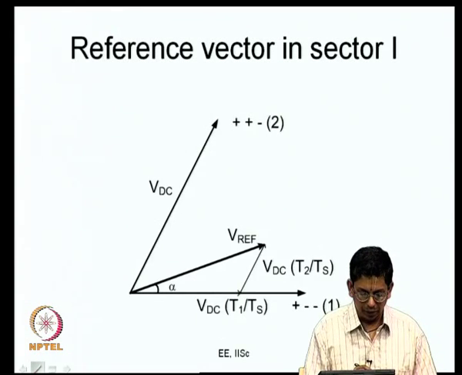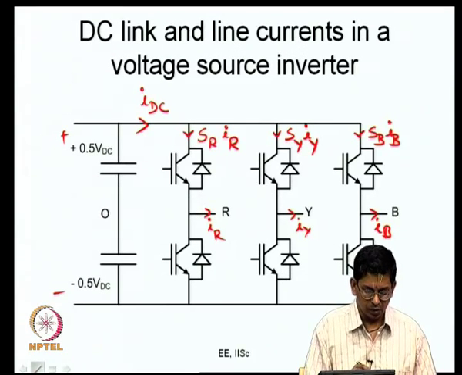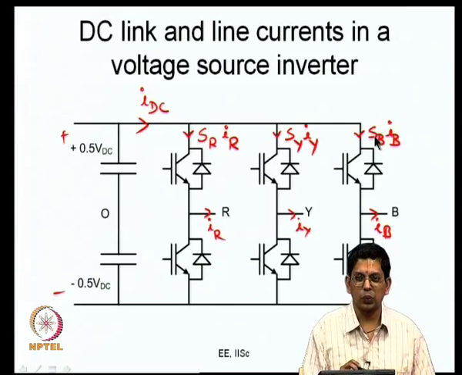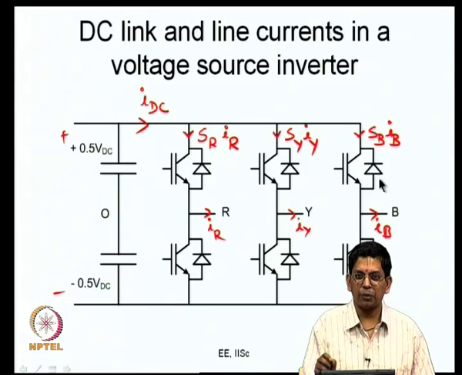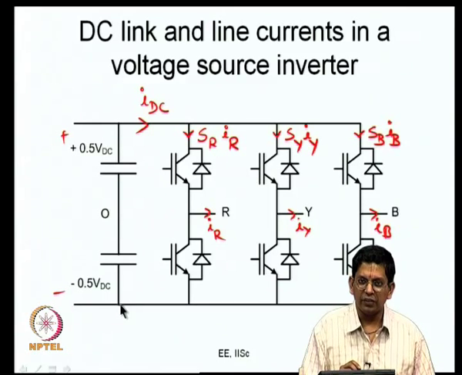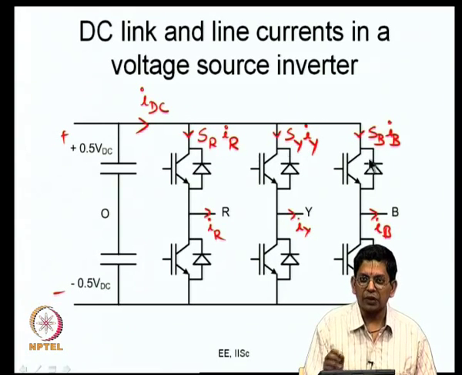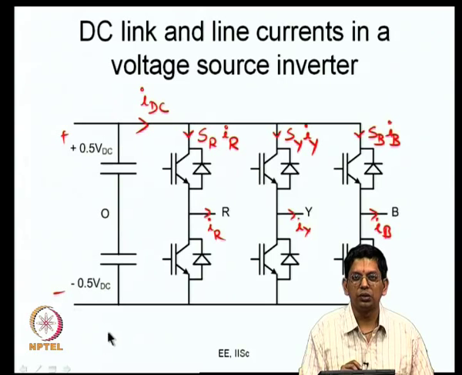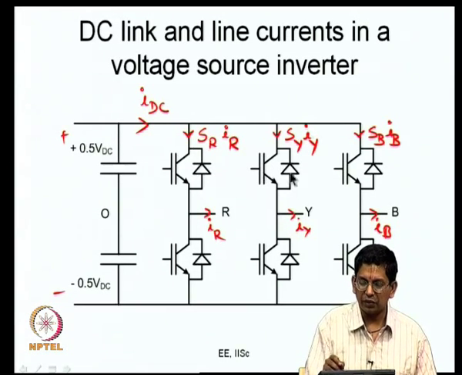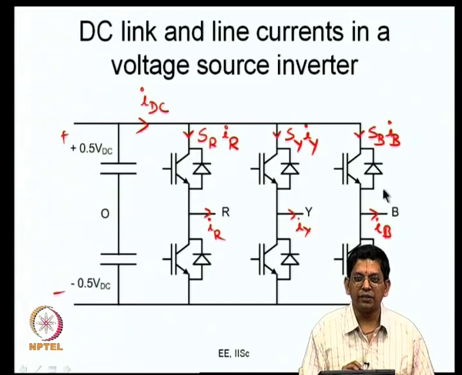Maybe it is worthwhile to look back here. If you take the case where SR is 1, SY is 1, SB is also 1, what happens? All 3 top devices are on and the bottom devices are off. That means the inverter state is plus plus plus. In this case, IR plus IY plus IB will be equal to 0, because that is what is flowing to a 3 phase 3 wire load. Therefore, in the 0 state, when the top devices are all on, IDC is 0.